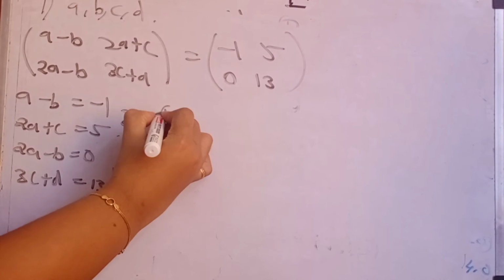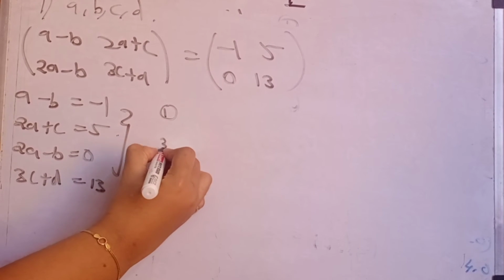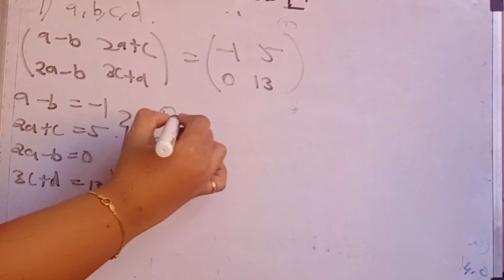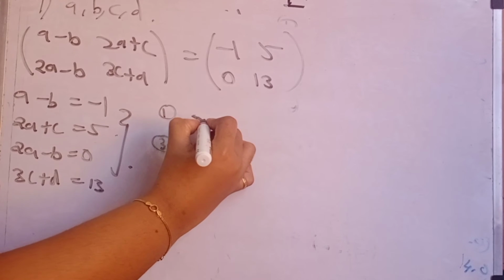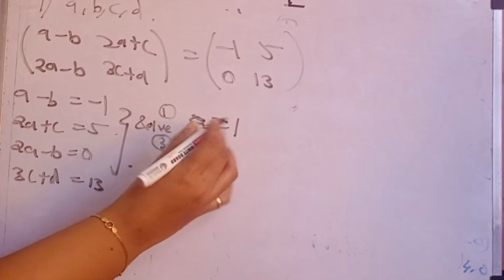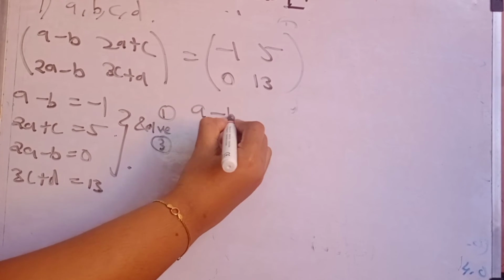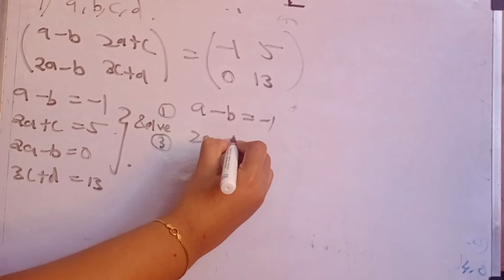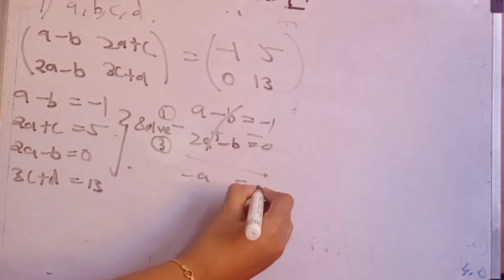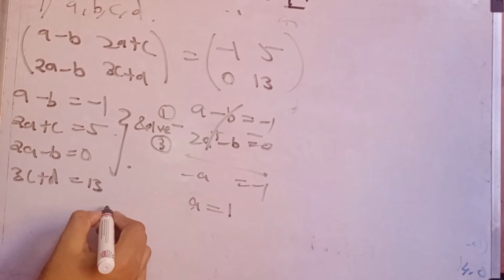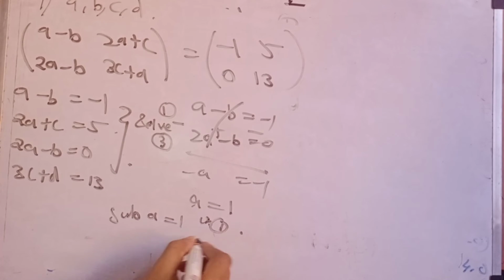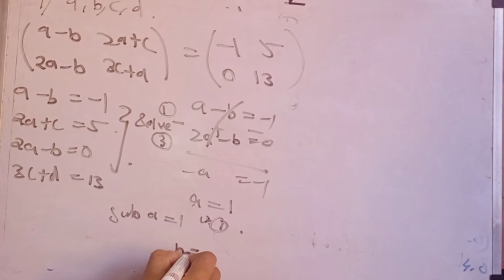So if you take the 1st and 3rd, because they have only a and b coefficients, if you solve these two, you will get a is equal to 1. How will you solve? a minus b is equal to minus 1, 2a minus b is equal to 0. So you will change the sign, right? So minus a is equal to minus 1, so a is equal to 1. So substitute a is equal to 1 in the first equation, so you will get b is equal to 2.